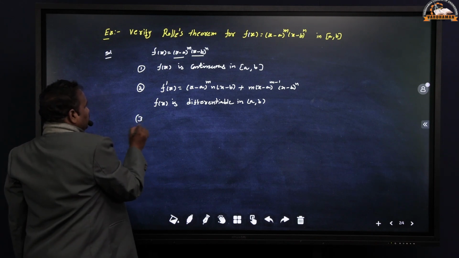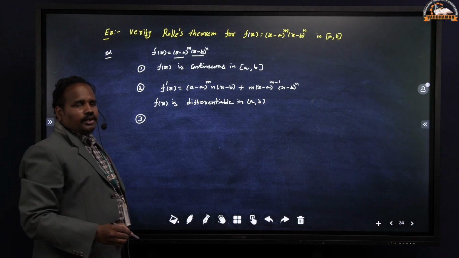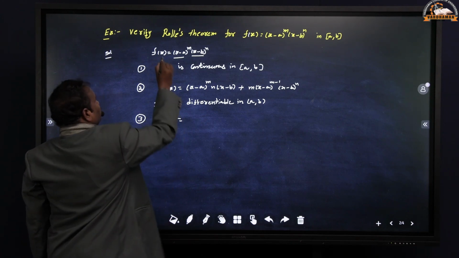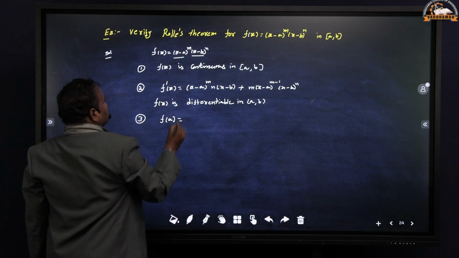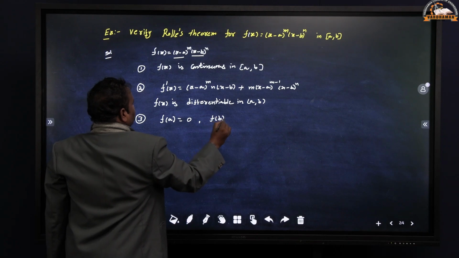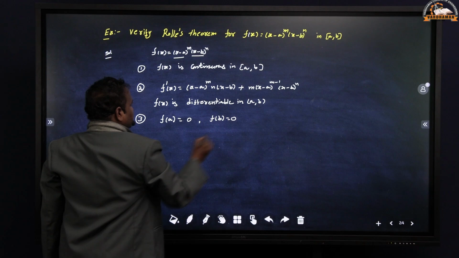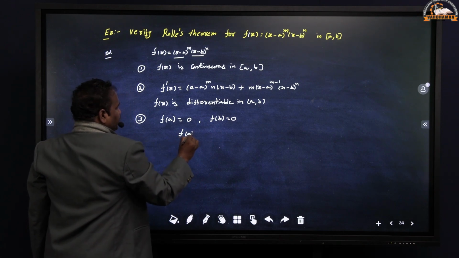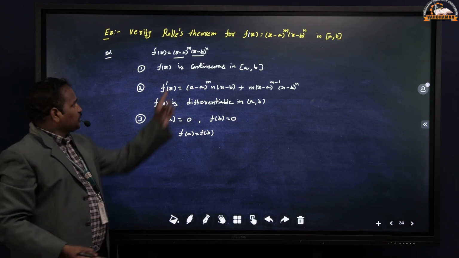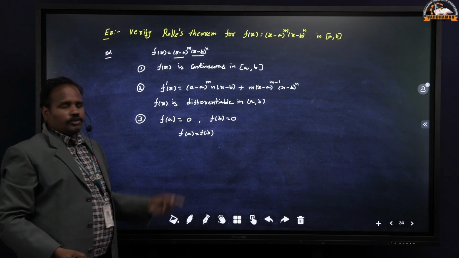Now coming to the third point. What is the third point? f(a) is equal to f(b). Substitute x as a in this function: in place of x write a, and a minus a is 0; 0 into anything is 0. For f(b), substitute x as b: b minus b is 0; 0 into anything is 0. Therefore f(a) is equal to f(b). Three conditions: the first is continuous, the second is differentiable, the third is f(a) equal to f(b).